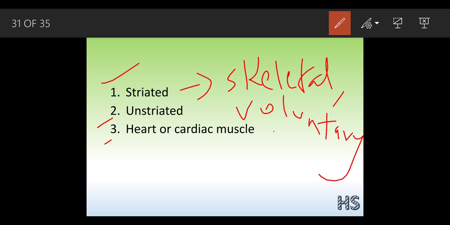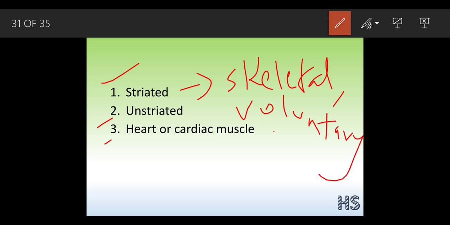Suppose I tell you, pick up a pen. Definitely, it is under your will whether you pick up the pen or not. So this is called voluntary, which is under our control. If I tell you, stop blinking your eye, is blinking under your control? The answer is no, because blinking of the eye is a reflex. This is involuntary in nature.